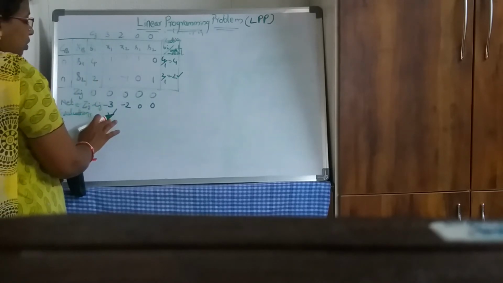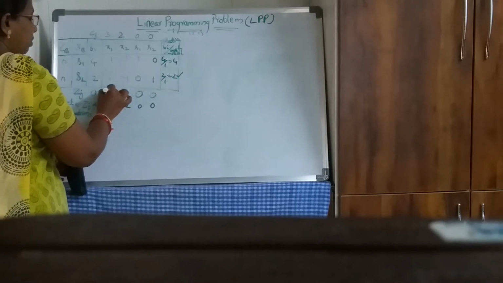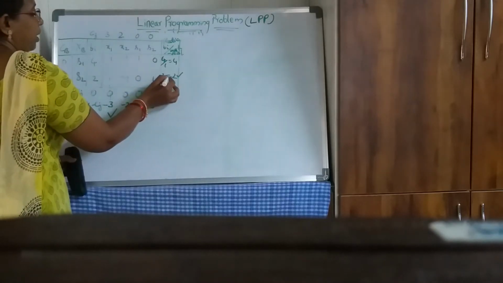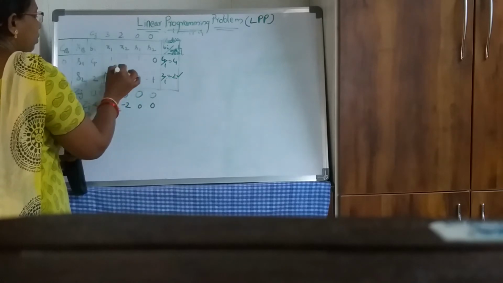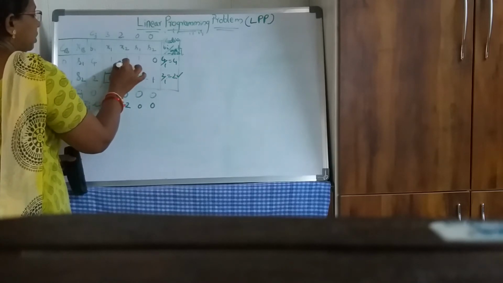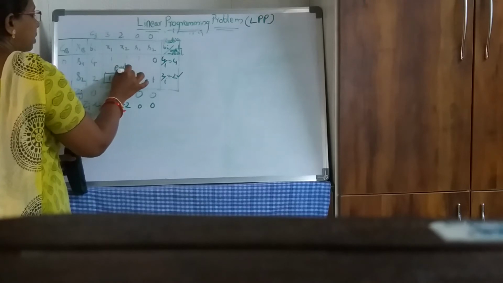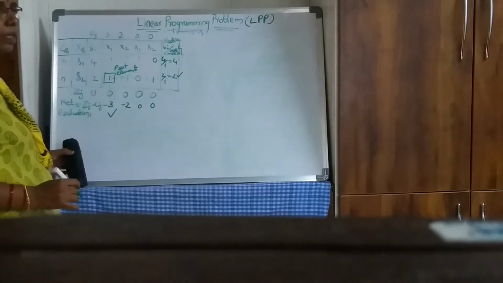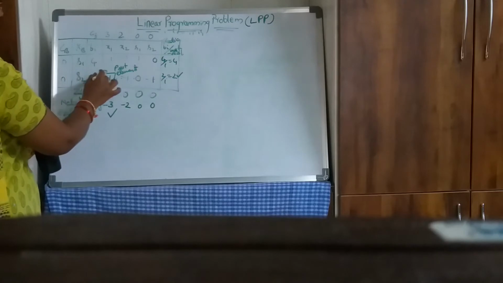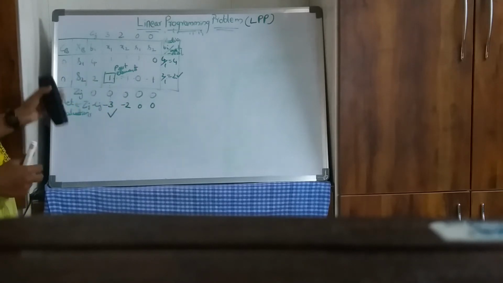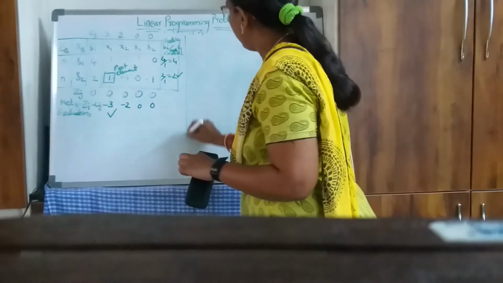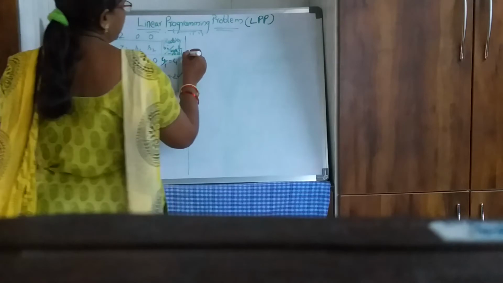And the intersection of this most negative column and minimum ratio element is known as the pivot element. This is known as the pivot element. And that pivot element, you should represent it in a box, a square box. Now you have to again rearrange the simplex table. Again draw the simplex table. I'm drawing it this side.